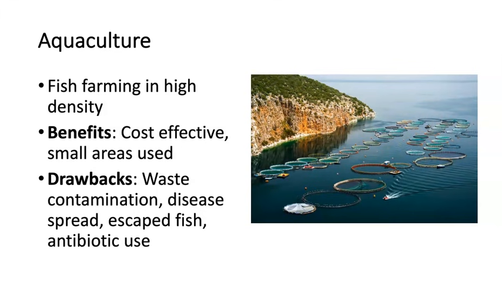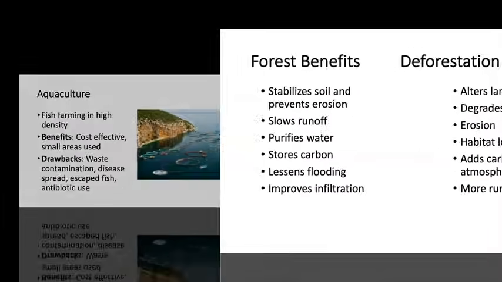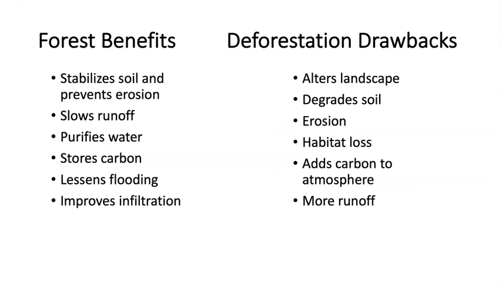So the good things, though, are they are cost effective, and it's not a very large area of land to get a lot of fish. So there's less environmental impact than maybe fishing in different areas all the time and having the nets and weights damage them, like what we see with the other types of fishing. All right, let's take a look at benefits of forests and also drawbacks of deforestation.